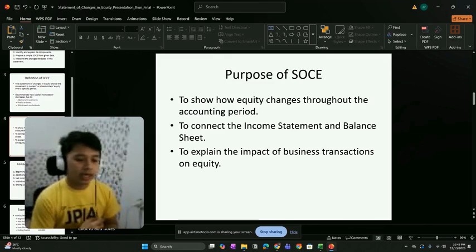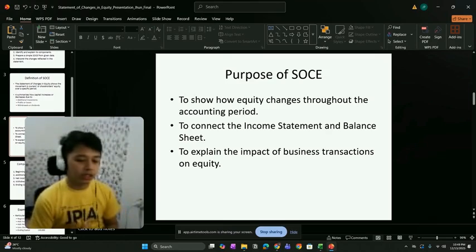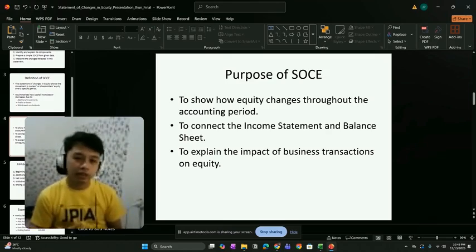Second, it serves as the connection between the income statement and the balance sheet. So yung net income na galing sa income statement ay ipinapasa sa statement of changes in equity. At yung ending equity naman ng SOCE ay yun yung nilalagay sa balance sheet.